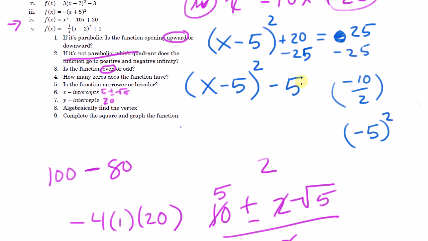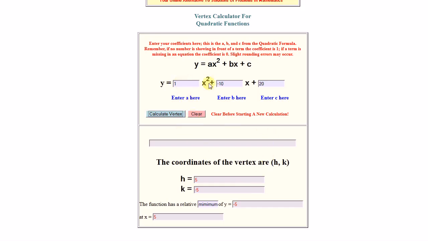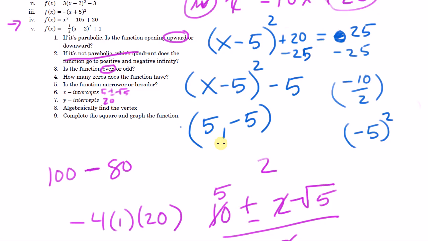So the square has been completed, and there is a vertex for this at 5, -5. And I'm going to pull it up on a calculator to make sure I'm right. All right, so there it is. We have x squared minus 10x plus 20 has a vertex of 5, -5. And that's what we got, 5, -5.